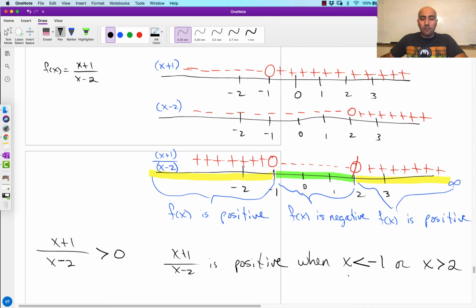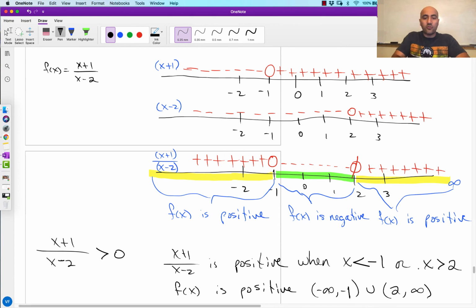Okay? Or instead of saying it this way, we can also say that f of x is positive on -infinity up through -1 unioned with +2 up to +infinity, right? Either way is fine. Some questions might ask you the reverse. Maybe they'll ask you, when is this function going to be negative? And so we can say that the function will be negative between -1 and 2.